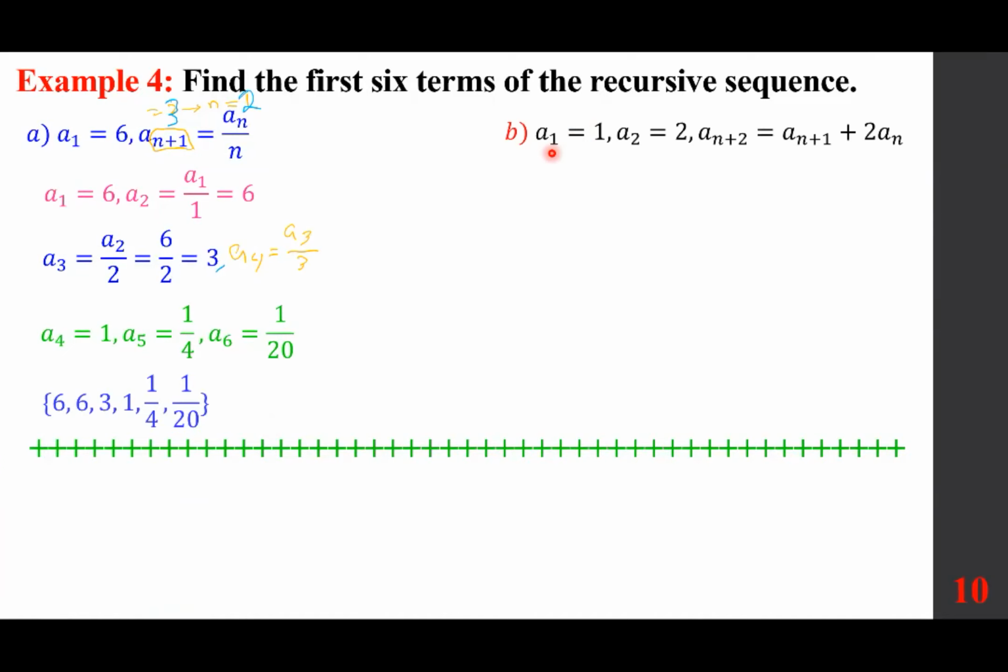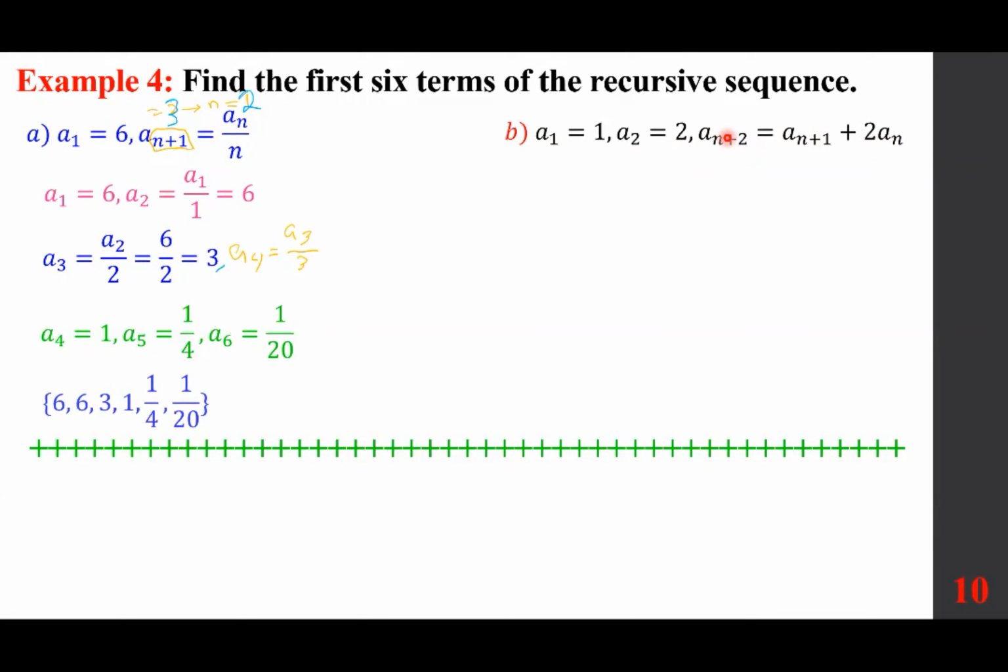We are given the first term, a sub 1 equals 1. We are given the second term, a sub 2 equals 2. And we are saying a sub n plus 2 equals a sub n plus 1 plus 2 a sub n, meaning if I want a term, any term I'm interested in, I get the previous one. See, this is n plus 2, this is n plus 1. And then the one prior to that times 2, and we add them up. If we understand this, then all we have is a sub 1 and a sub 2. Let's write the formula for a sub 3.